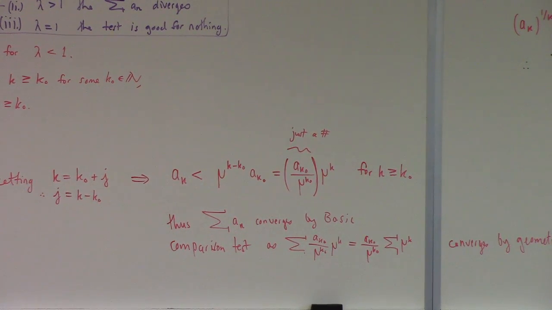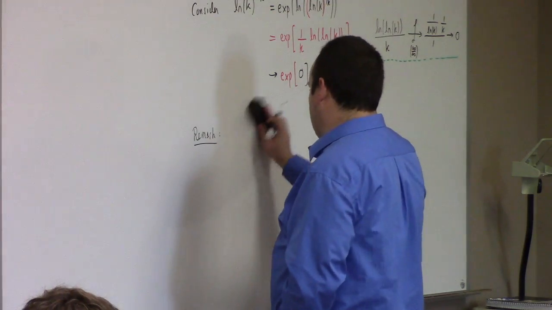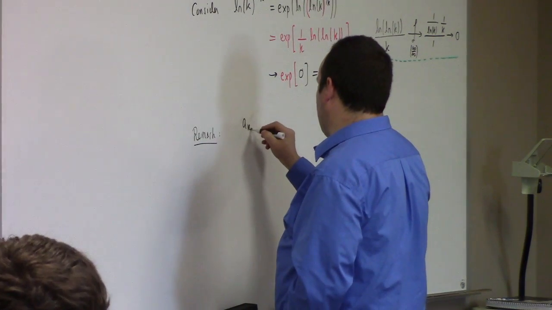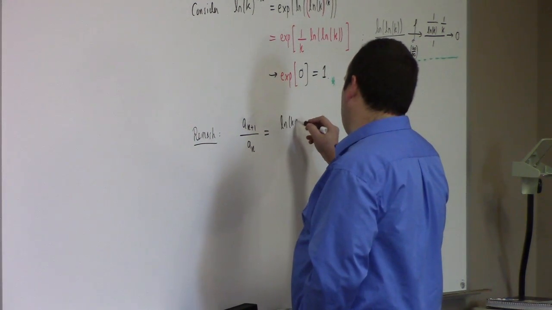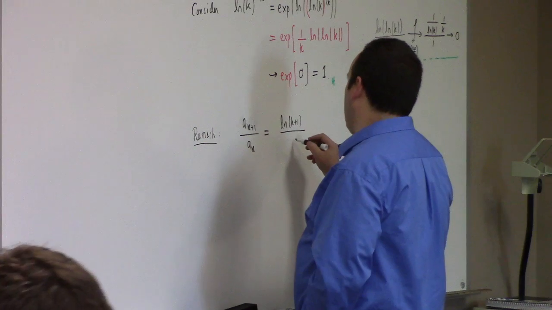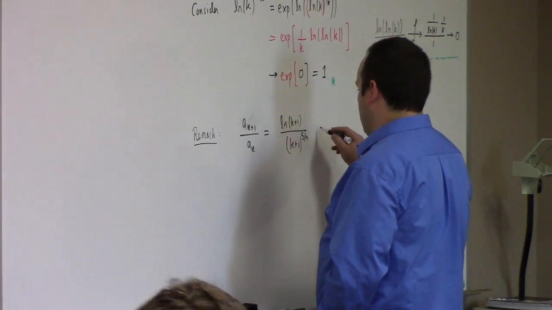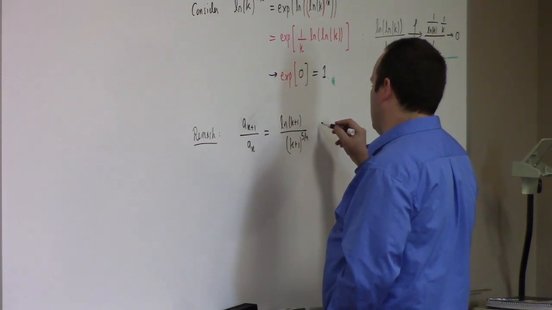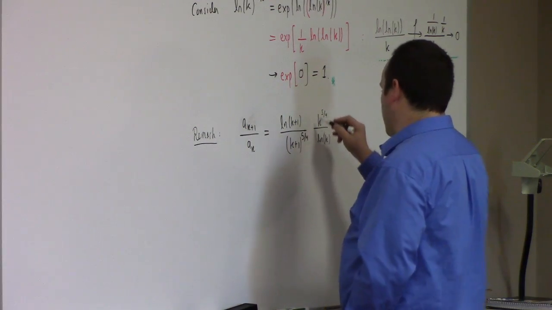So that's the inconclusive case. And then, if you look at this example that I was playing with over here, if we look at a sub k plus 1 over a sub k, that will give us the natural log of k plus 1 divided by k plus 1 to the 5/4, times k to the 5/4 divided by the natural log of k, multiplying by the reciprocal.